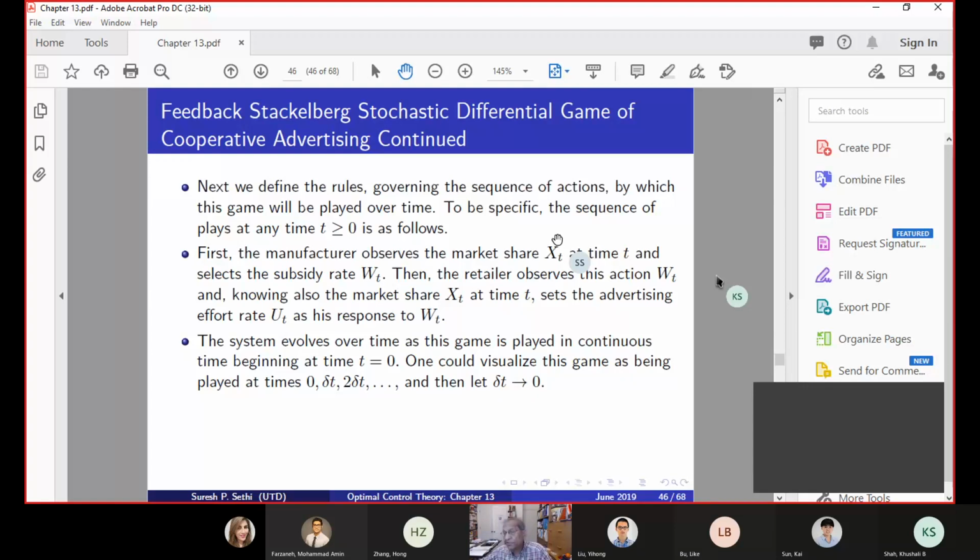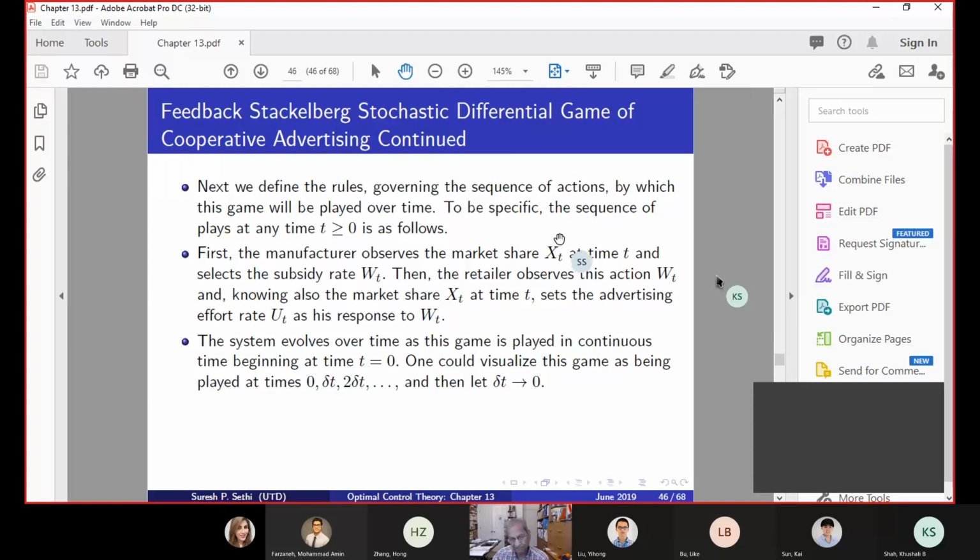The entire response is known to us. So the response to the optimal wholesale price is also known to us. So the optimal wholesale price and the optimal response to the optimal wholesale price is the Stackelberg solution. That is how we do that.